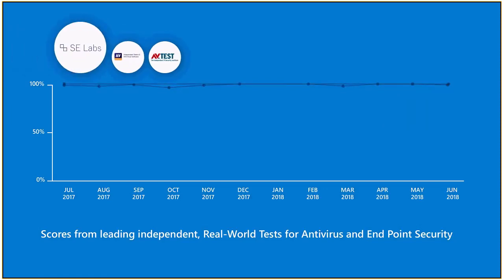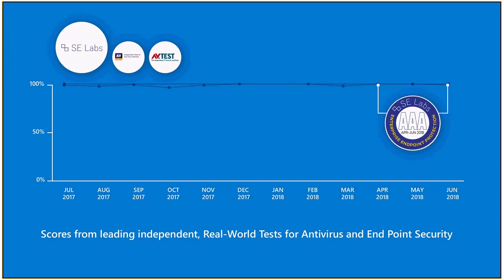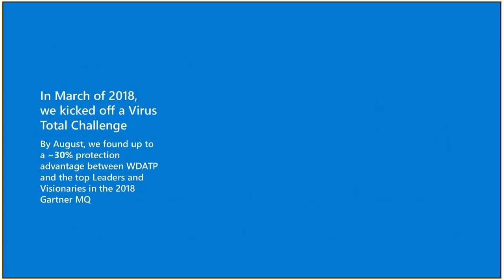SE Labs are an interesting one because they're not just basing their tests on your traditional definition-based exploits, whereas AV-Comparatives and AV-Test are doing that. SE Labs are actually looking at complex behavioral attack types and how antivirus, or next generation protection, stacks up against that. And Microsoft have gotten a AAA rating in that, so they're doing very well in that space, particularly around highly complex malware prevention. Microsoft are doing so much better in that space now with endpoint protection and that cloud integration component.